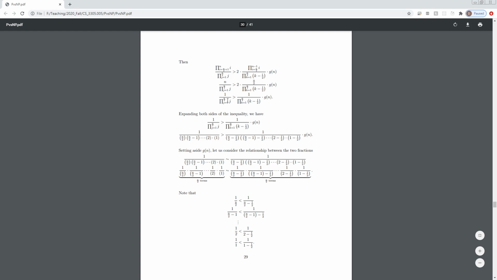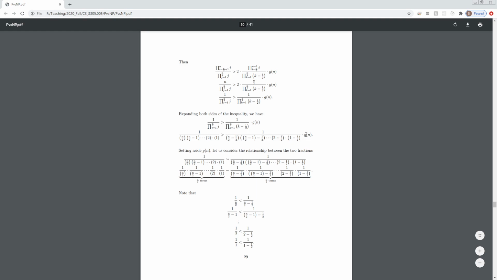And so then we perform some cancellations, and we end up with this relationship, so that this is greater than this, right? Or that's what we're trying to get to. And so we expand both sides of the inequality, right? So we just expand the denominator over here. It's this factorial. We expand this denominator. It's this not quite a factorial. It's a product series. And then g of n, which again we still don't know.